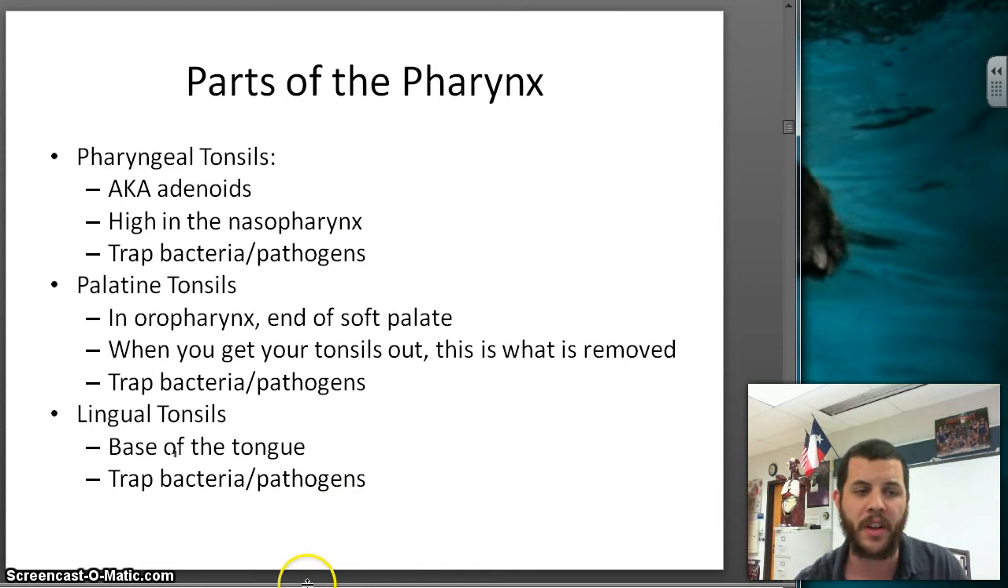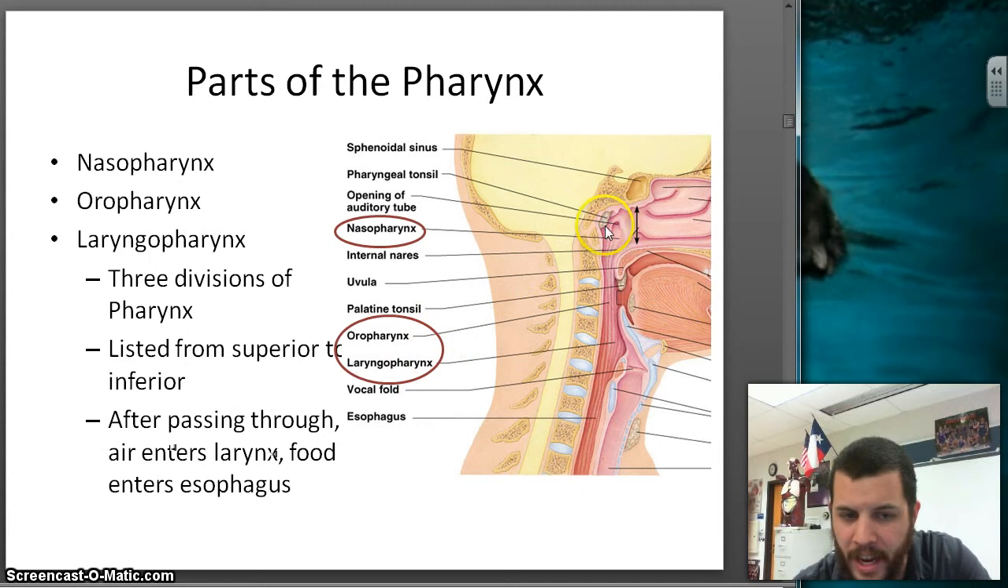We also have tonsils, which are a very important part of the respiratory system because these are going to trap bacteria and pathogens. All 3 types are going to trap bacteria and pathogens. We have our pharyngeal tonsils, which are also known as our adenoids. These are located high up in the nasopharynx. They're way up here, and that's our pharyngeal tonsils. That's going to be a line of defense that we have against pathogens and such.